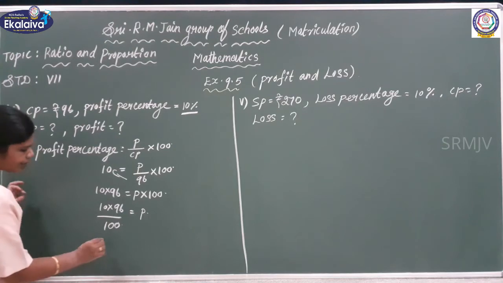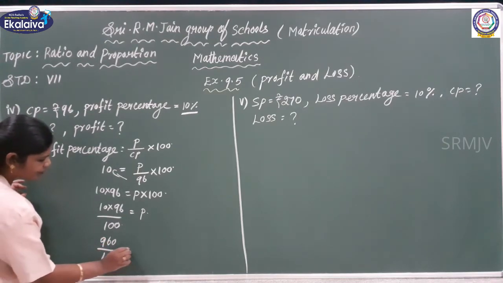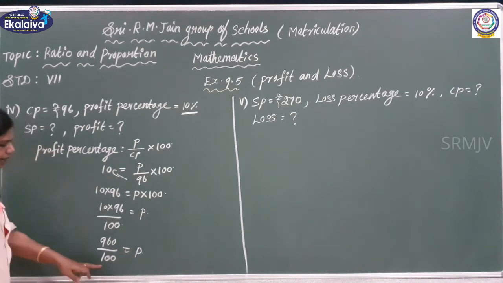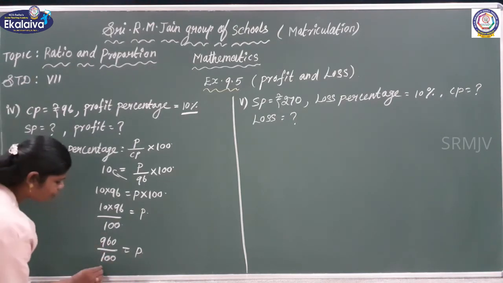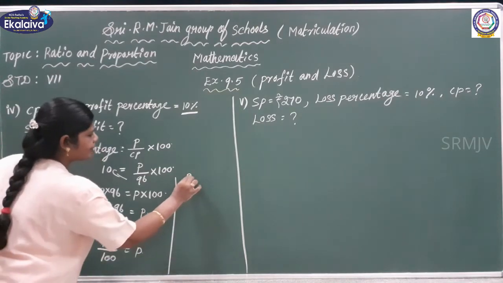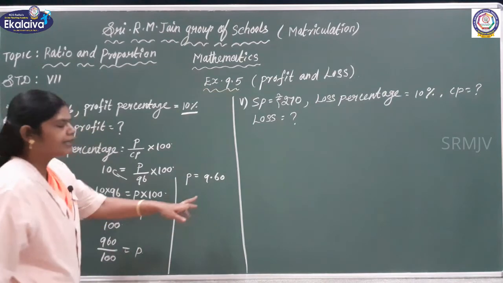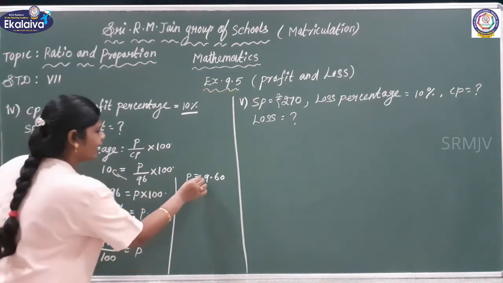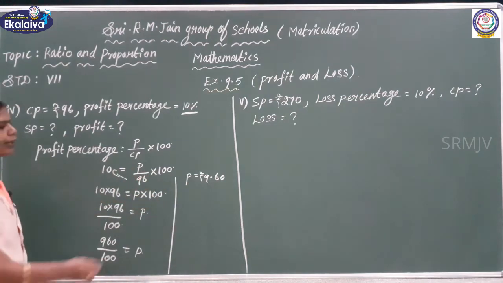Okay. Now multiply this, what you will get? 960 by 100. Okay. So here the denominator we have two zeros, okay, just you keep the two decimals on the numerator place. So what you will get? Profit equal to 9.60. It means 9 rupees 60 paise. Is it clear, children? So now we found the profit.